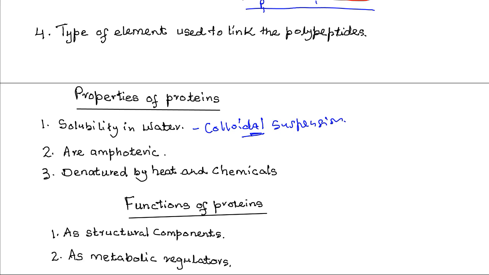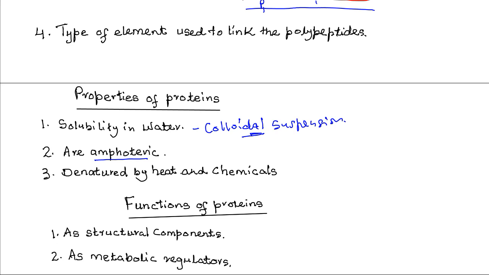Now, since each amino acid has the carboxyl group and the basic amino group, proteins acquire that amphoteric property. So this amphoteric nature enables the proteins to behave or react either as an acid or a base. In the presence of an acidic substance, it behaves like a base. In the presence of a basic substance, it will behave like an acid.